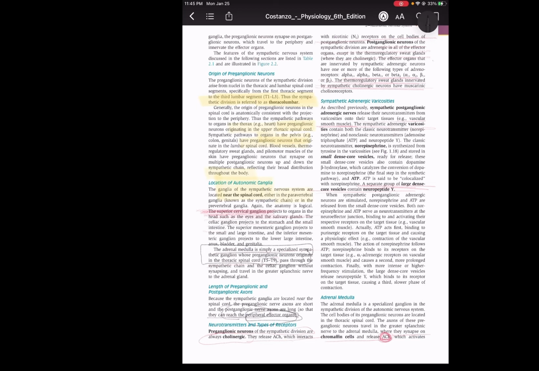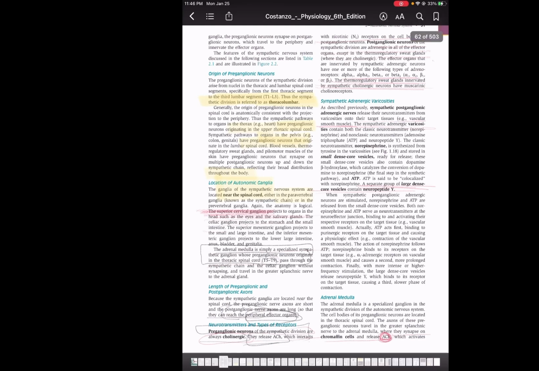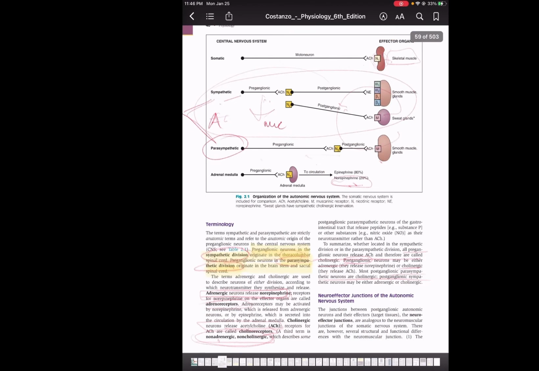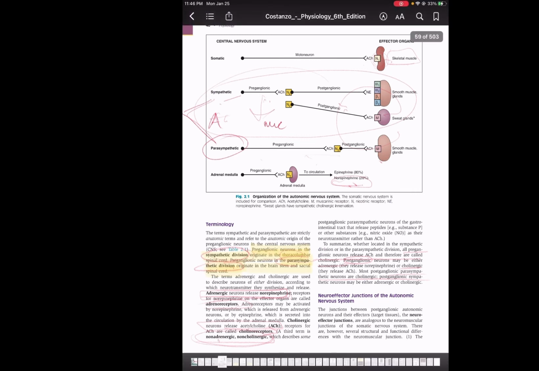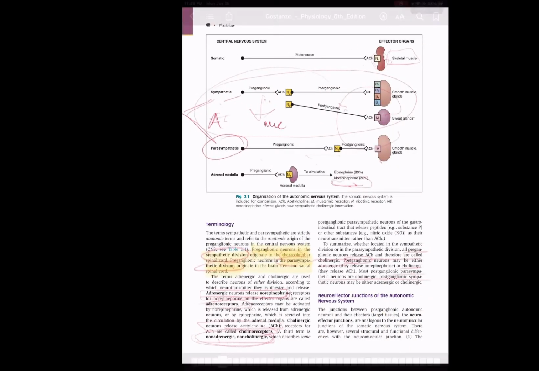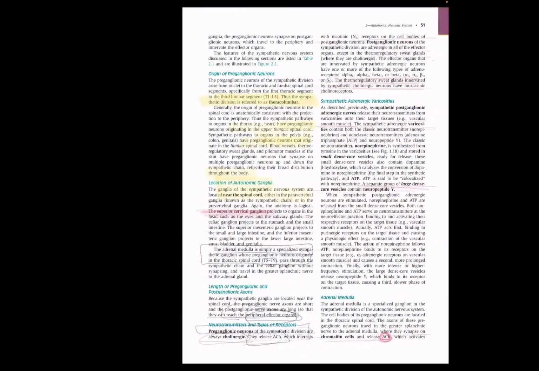Preganglionic neurons of the sympathetic division are always cholinergic, as we have discussed. They release acetylcholine, which interacts with nicotinic N2 receptors, as we have seen in the second page of the diagram. I'll show you again. Here you see preganglionic acetylcholine to nicotinic receptors, and the postganglionic to alpha 1, alpha 2, beta 1, beta 2 receptors, and for the sweat glands, muscarinic receptors. So that's what they are talking about here.